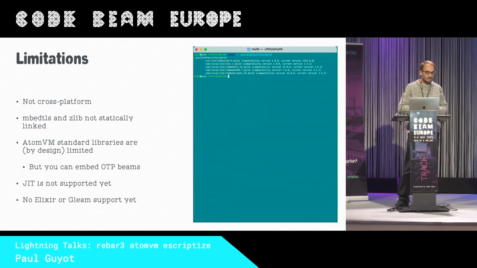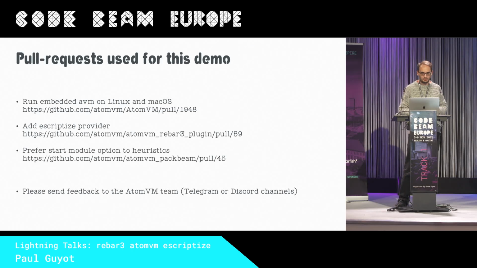You also have the AtomVM standard libraries, which by design are limited and smaller, but you can actually embed the real OTP beams if you need larger modules. You don't have JIT yet on this, and there is no Elixir or Gleam support yet. If you want to try it yourself, you need these 3 PRs, which are open. I think I coded this last weekend.